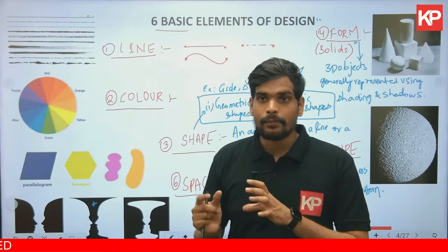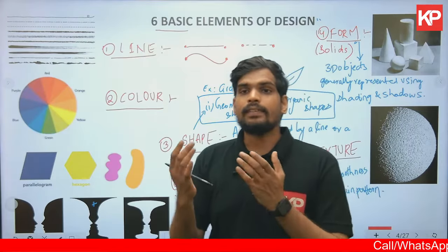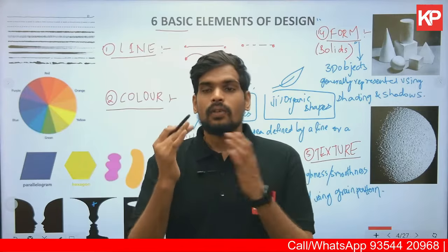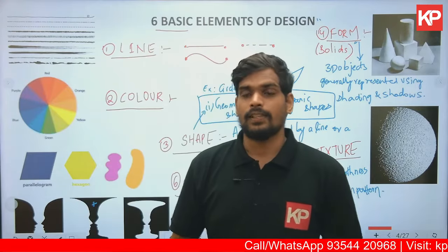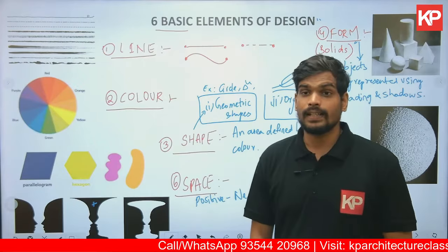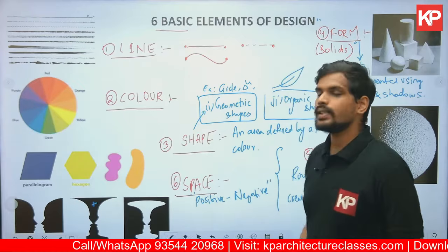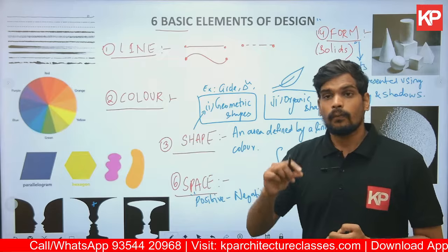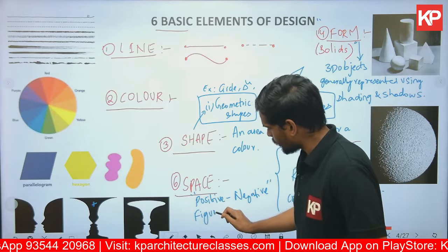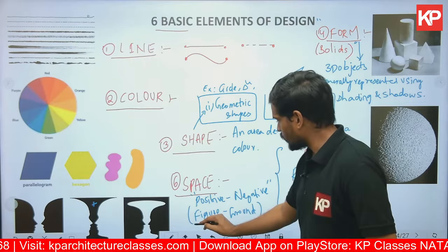So positive space is the object placed on the background, negative space is the background in the design. So when you place any color, any shape, you create a positive and negative space in the design. That positive and negative space is the last and final element of design, that is space. Number 6, one important term to remember over here: positive and negative space is also associated with the term figure and ground. Positive space is called figure, negative space is called ground sometimes. So in design we use this term.